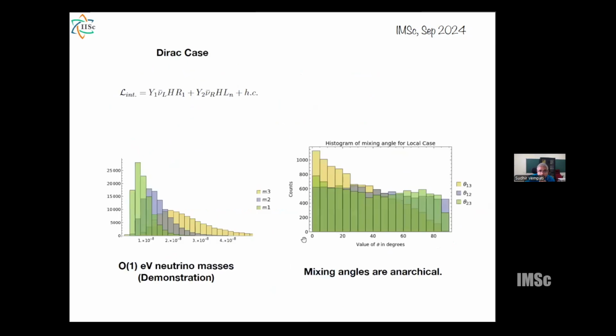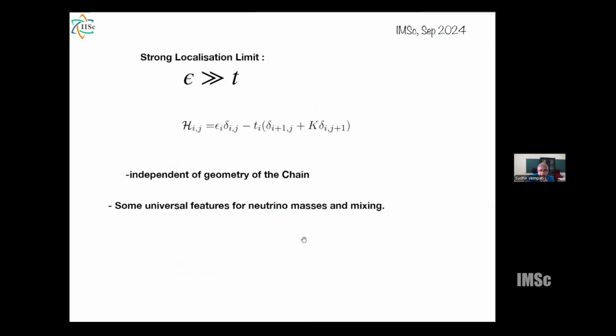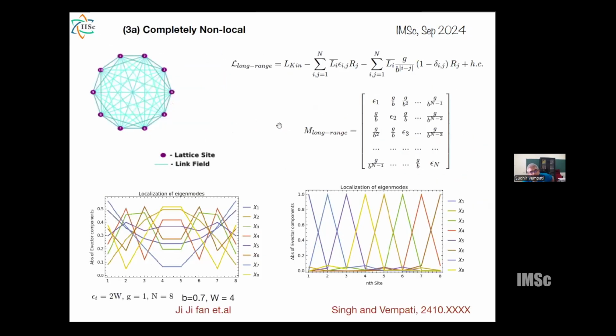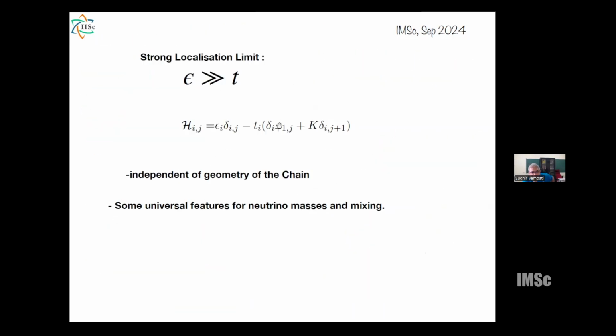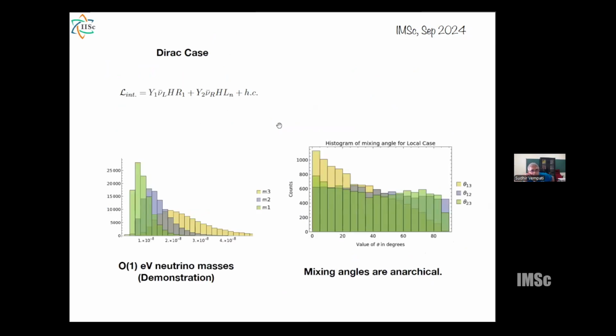Now, in the strong localization limit, in the sense that if the diagonal elements are very, very strong compared to the off diagonal elements, it seems you have universal features. So let me talk about neutrino masses and mixing, which you can explain for all the flavors, essentially. They are independent of the geometry of the chain. So you can think of the chain to be whatever chain it is. It can be Peterson graph, it can be a completely non-local graph like this, or some other graph like this. Anything, whatever be the case, you have some universal features which are essentially saying that you can get neutrino masses.